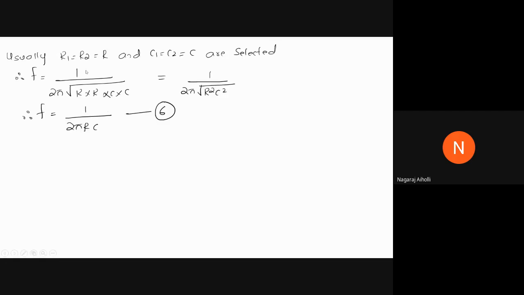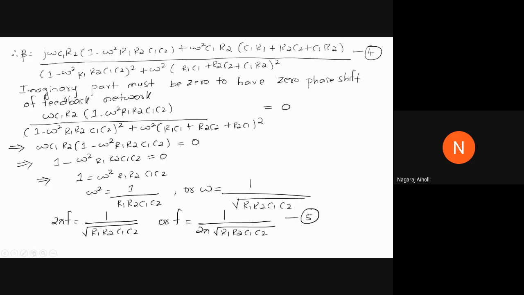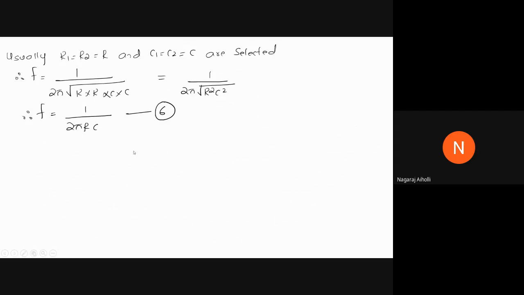Usually R1 will be equal to R2, that is equal to R, and C1 is equal to C2, that is taken as equal to C. So if we substitute in the previous equation, that is equation number 5, R1 is equal to R2 is equal to R, and C1 is equal to C2 equal to C, then the equation will be f is equal to 1 divided by 2 pi into square root of R into R into C into C. That is 1 divided by 2 pi into square root of R square C square, or square root of R square C square is RC. Therefore, it will be f is equal to 1 upon 2 pi RC. Take it as equation number 6.